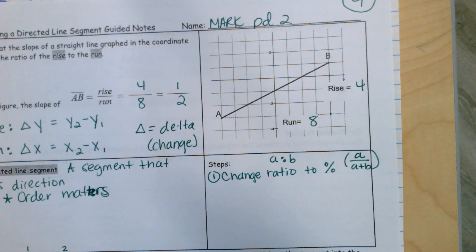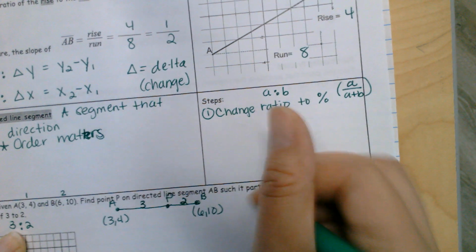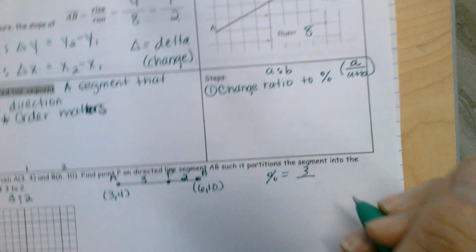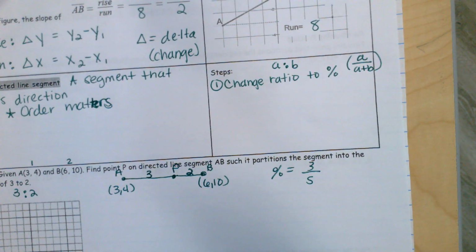So, cool. You told me what the answer was. So the ratio is 3 to 2. The percent is 3 over, remind me? 3/5. So we are going 3/5 of the way. We're using rise and run to figure out where that is.